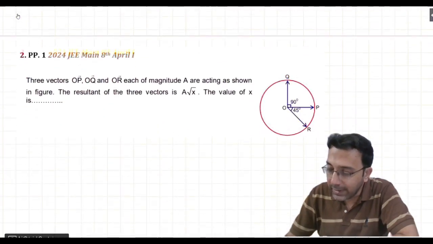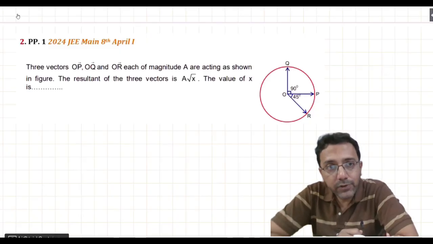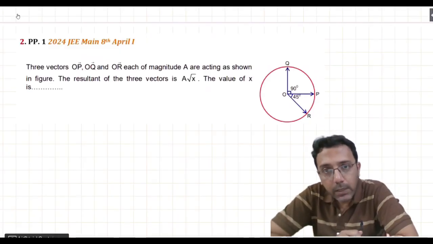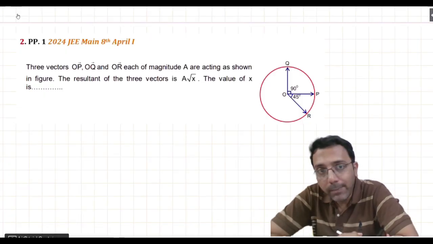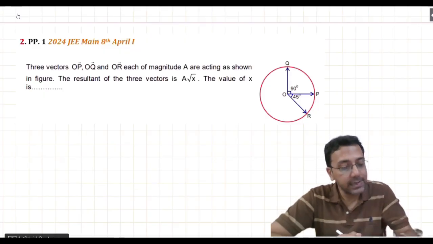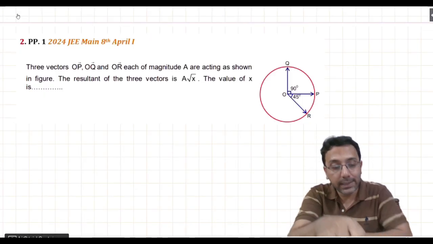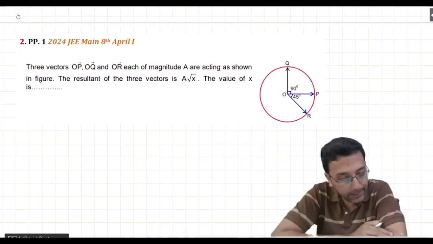We'll go to the next problem. It is shown that 3 vectors, vector OP, vector OQ, vector OR, are given. They have equal magnitude A and are acting as shown in the figure. The resultant of these three vectors is A root x. We have to find the value that is inside the root.